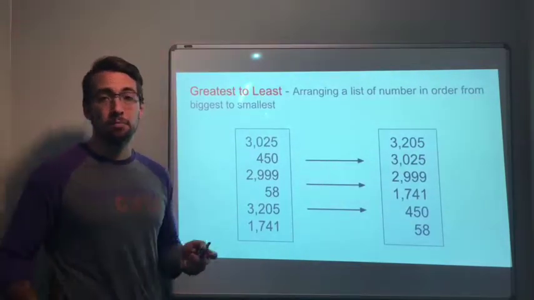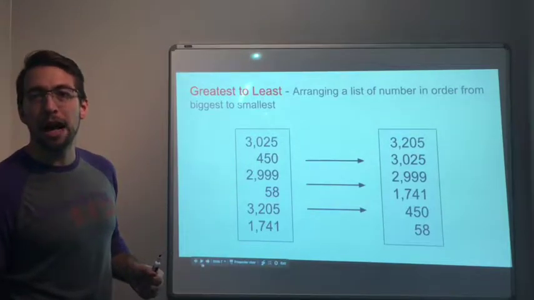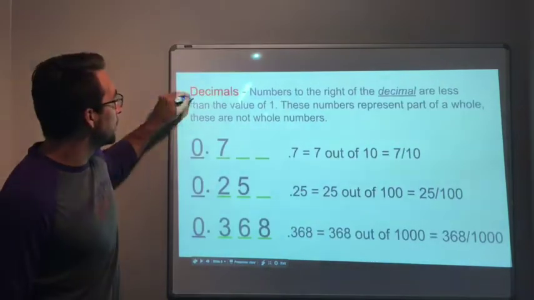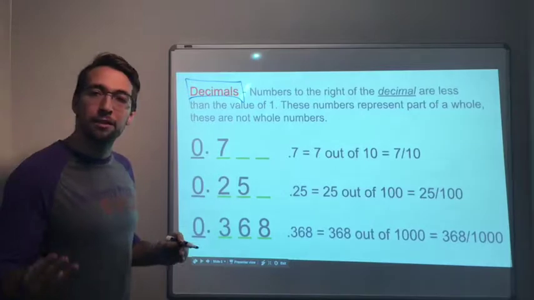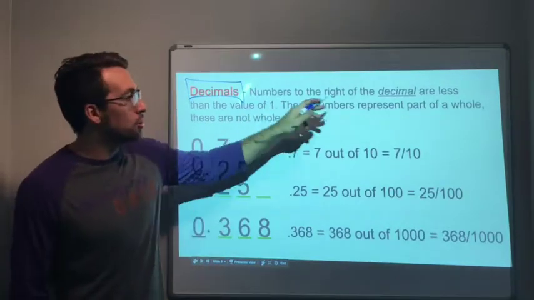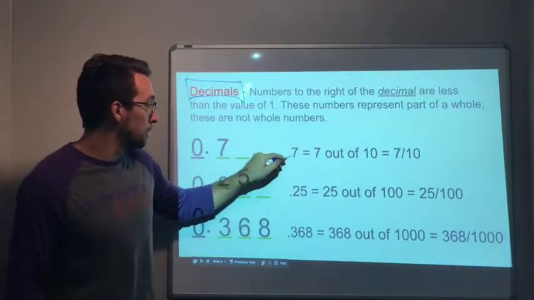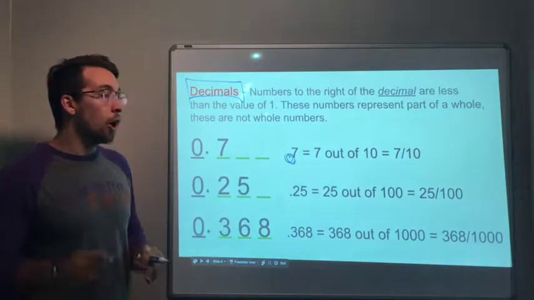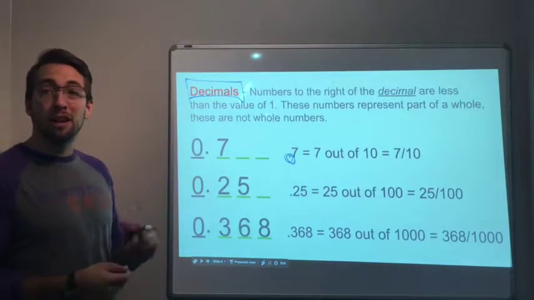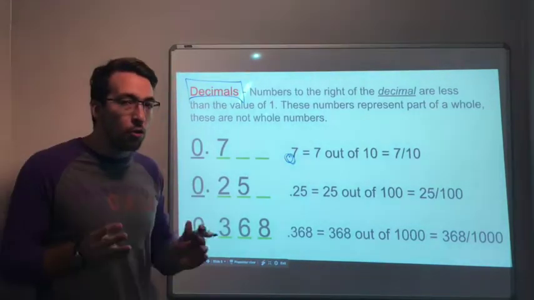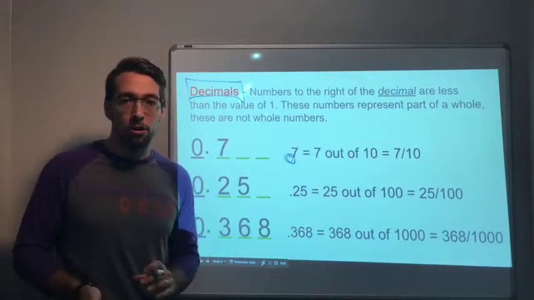The next vocab, let me go back here. I want to highlight this word, decimals. Not only are we talking place value now, we're talking about decimals. Numbers to the right of the decimal point, here's the decimal point, are less than the value of 1. These numbers represent a part of the whole. They don't represent the whole number, they represent a part of the whole.